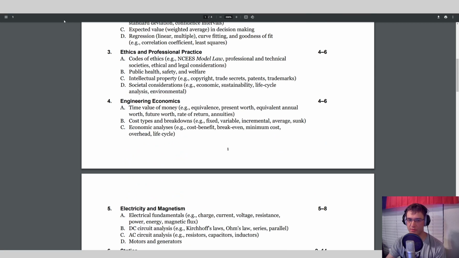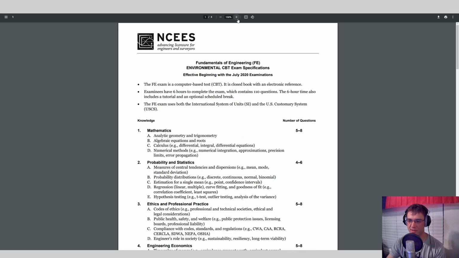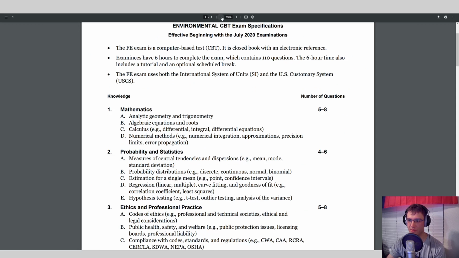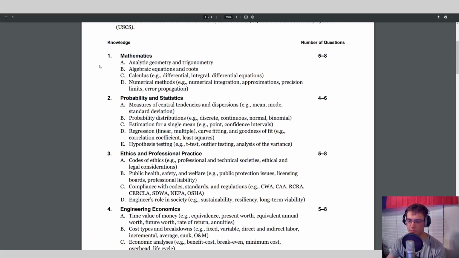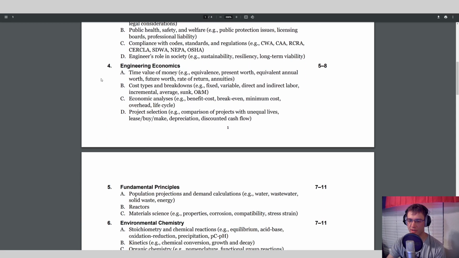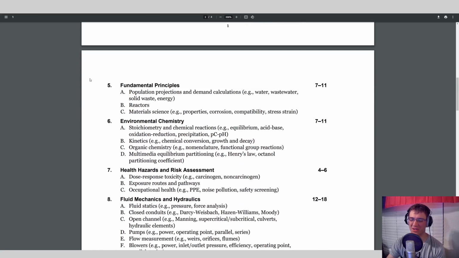It's mechanical in general. Let's give a shout out to the environmental dudes just to see what we got here. Wow, I made that too big. There we go. We're still good. Math, statistics, ethics, economics. You're going to see a general trend of math, statistics, and ethics all being there.